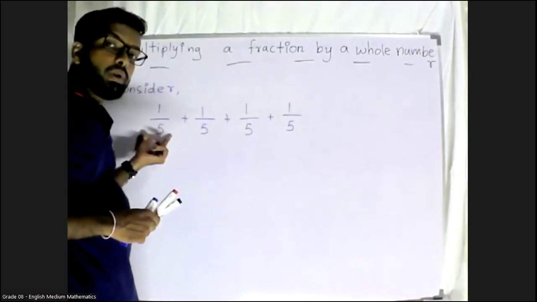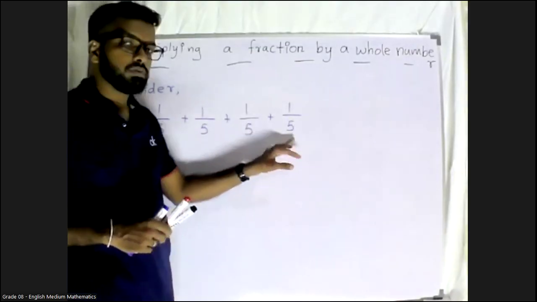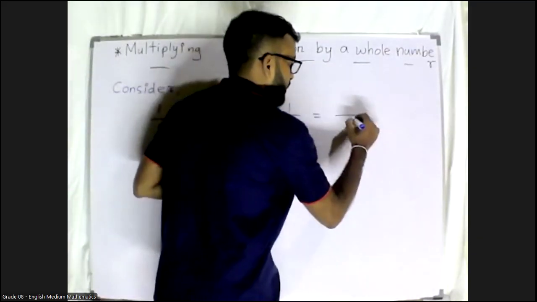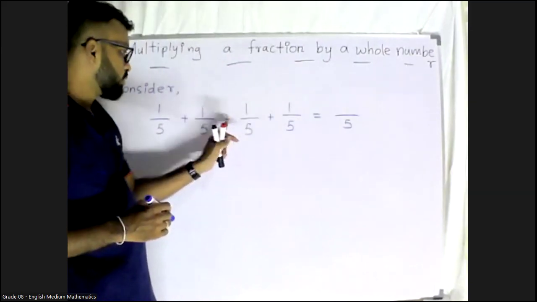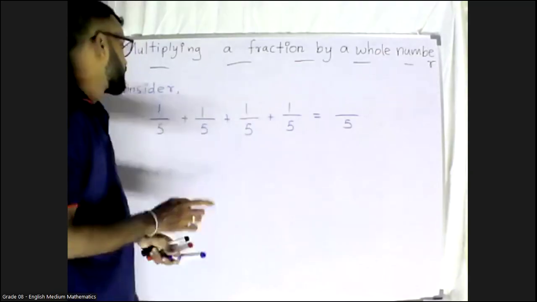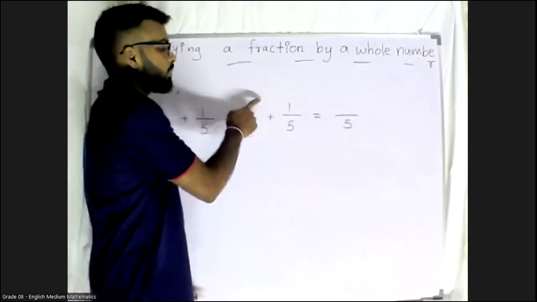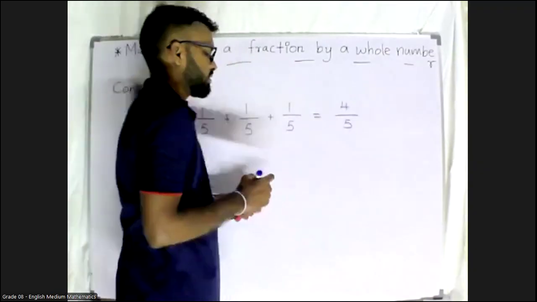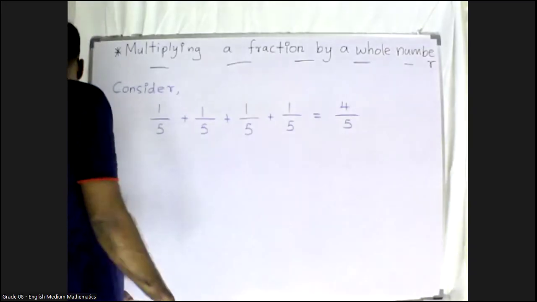You need to check the denominator. 5, 5, 5, 5. Same, right? So the denominator is same. If the denominator is same, you have to do the addition, and you can add numerators together. 1 plus 1, 2. 2 plus 1, 3. 3 plus 1, 4. So the answer is 4/5.